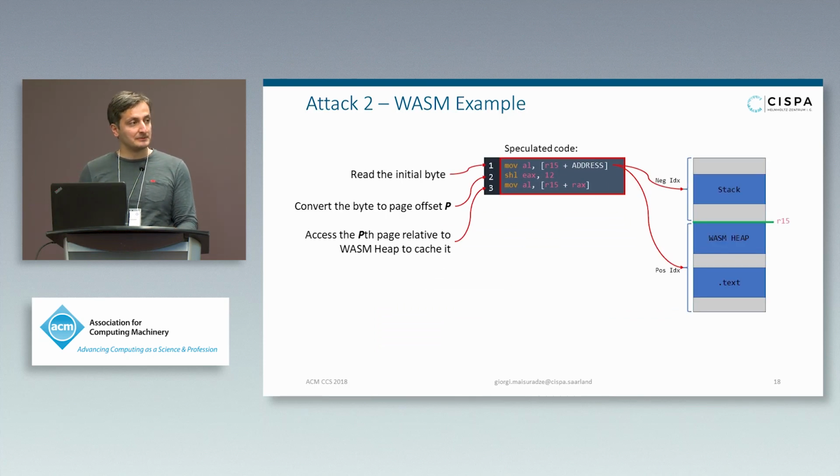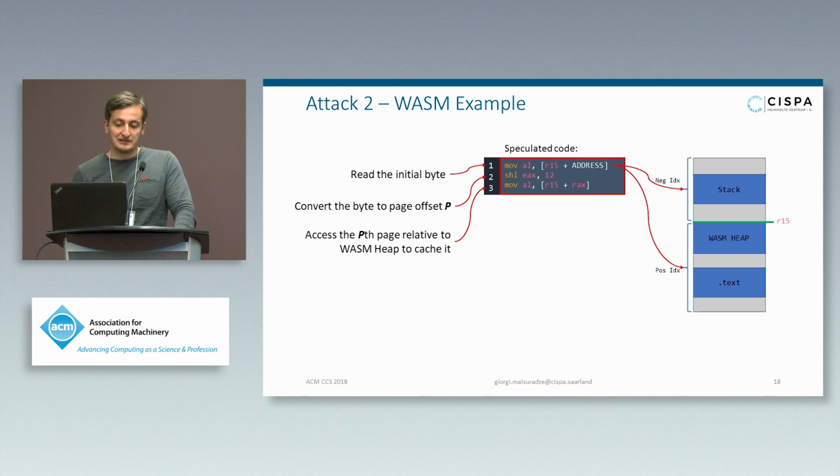We can read the initial byte. This will be from the beginning of the WebAssembly heap, but at an arbitrary 64-bit offset. This means we can effectively read the entire address space. Then we can do an arbitrary memory operation or arithmetic or shift operation. In our case, we will shift this value by 12 to the left. This is done to align it to page size.